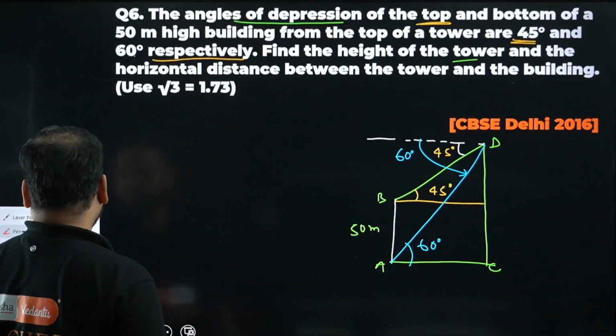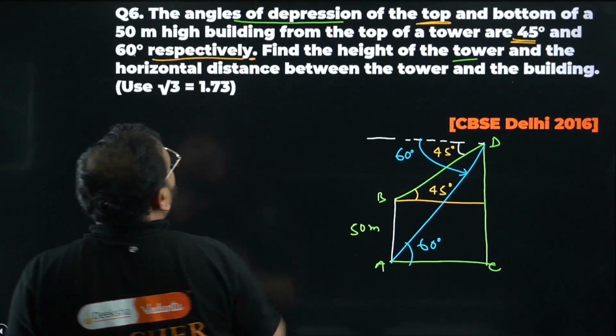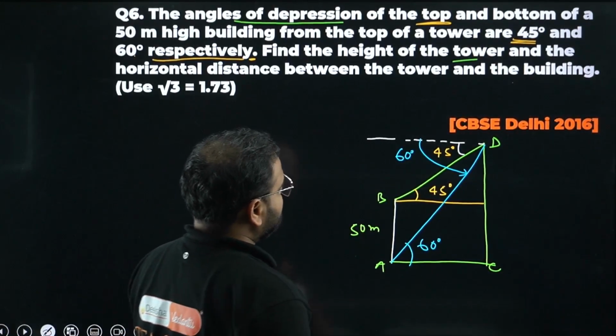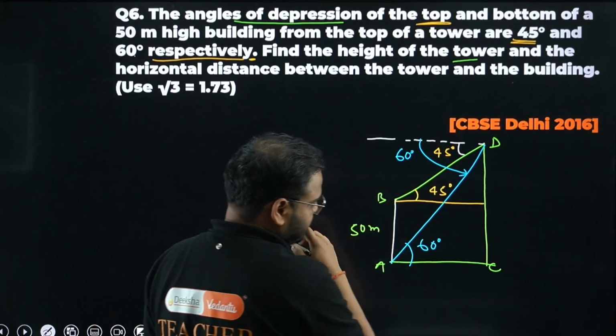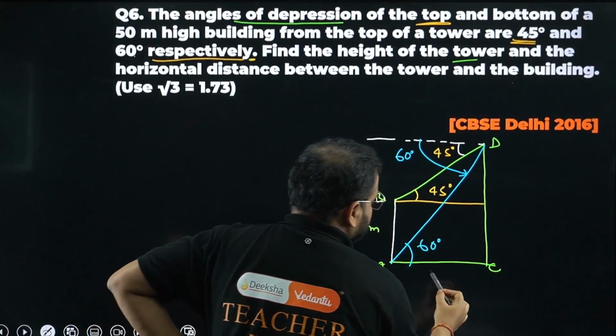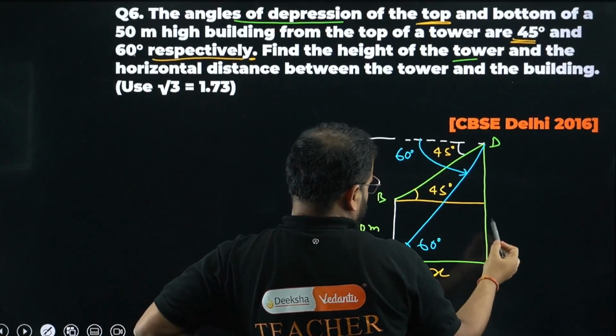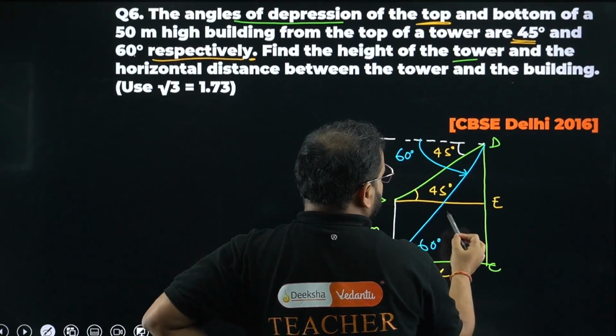What are they asking? We'll see now. So information is taken till this point. Find the height of the tower and the horizontal distance. So we have to find this. Let's do one thing. Let's take this to be x. Then this will be what, bacha? Again, if I take this to be, let's say, E, then B will also be x.